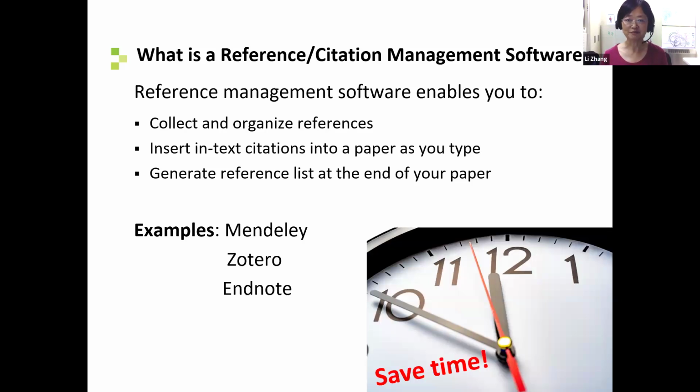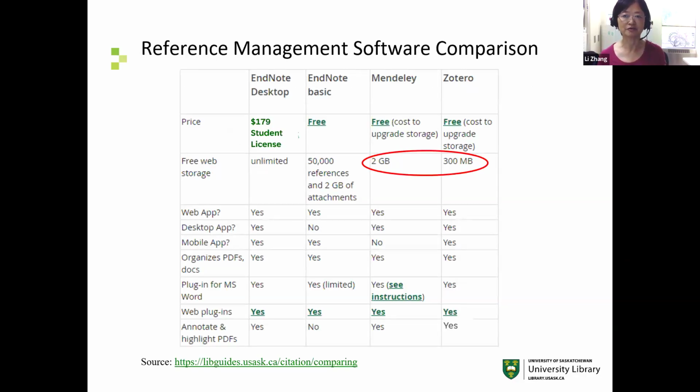A reference management software, sometimes called citation management software, is a tool to help you to collect and organize your references. And we talk about inserting citations into your paper as you type and generating a reference list at the end of your paper. And there are tons of reference styles you can choose. So you don't have to use APA. You can use other types for a specific journal and change the reference style automatically. Examples of citation or reference management software include Mendeley, Zotero, EndNote. So next slide, I'm going to have a brief comparison of the three.